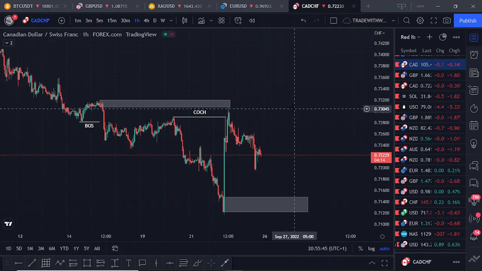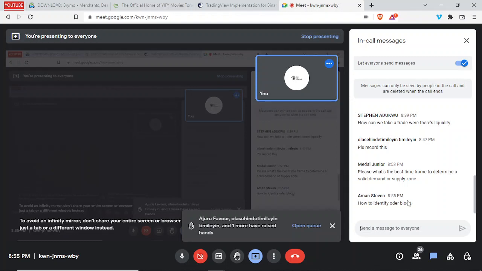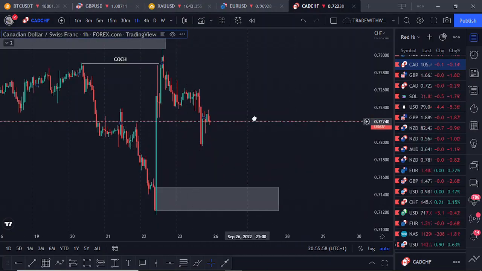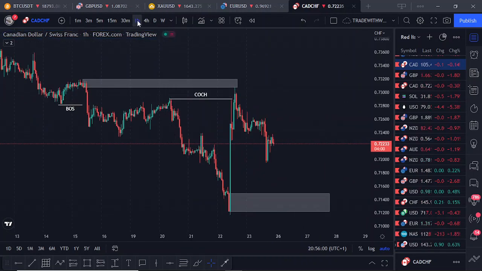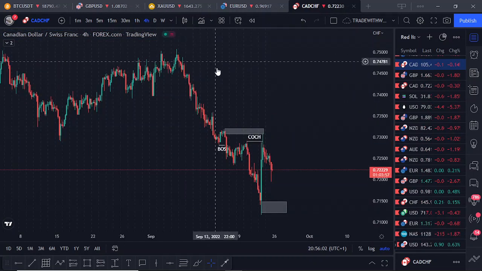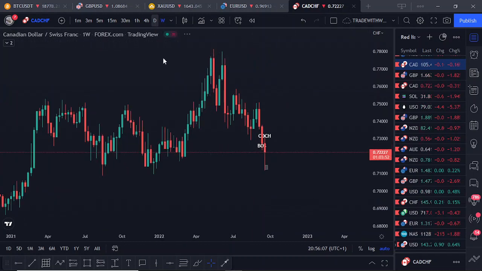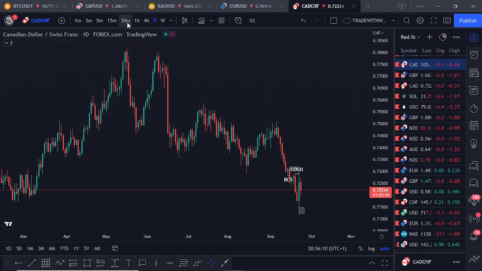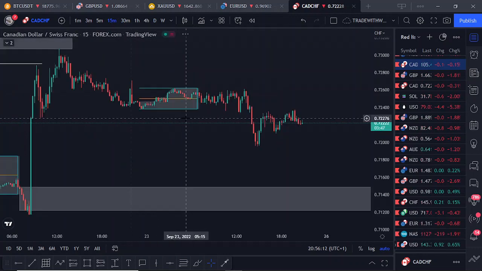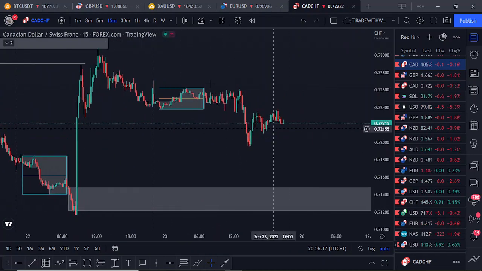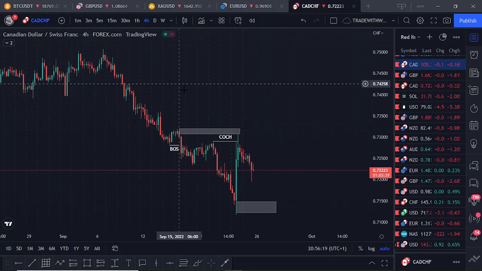Okay, so someone is asking a question over here, how to identify order block. Okay, what is the best time frame to determine a solid demand or supply level? There is no time frame that is the best. For me, I'm a day trader, so I use 1 hour, 4 hours. For you, if you are a swing trader, definitely you'll be using the weekly and the daily. Then if you are a scalper, you'll be using 30 minutes and then 15 minutes. You understand my point now? So it's not about best, you understand?